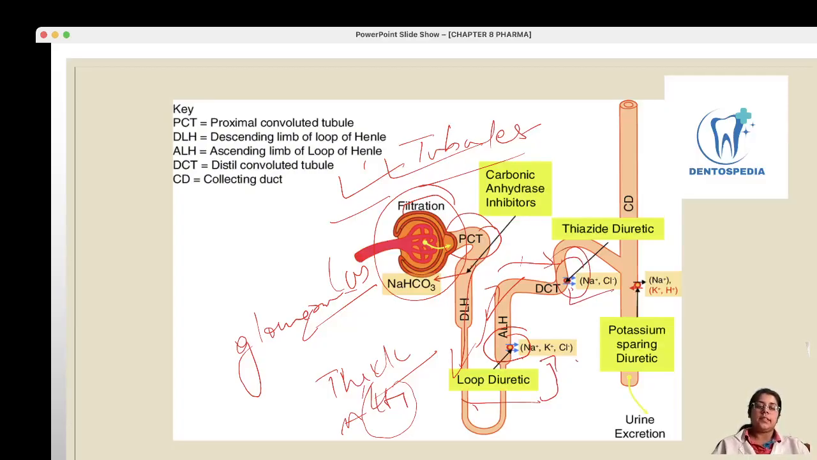And here in the PCT we have carbonic anhydrase inhibitors. And when we go further, we have the collecting duct where potassium sparing diuretics act, blocking the sodium transporter, and basically there is an increase in urine output. That is the work of diuretics. Okay, so this is just a brief review through diagrammatic representation. You need to remember the table which I showed you earlier in the slides.